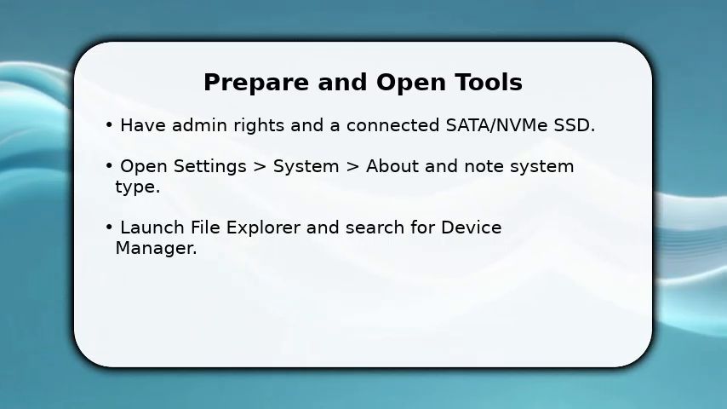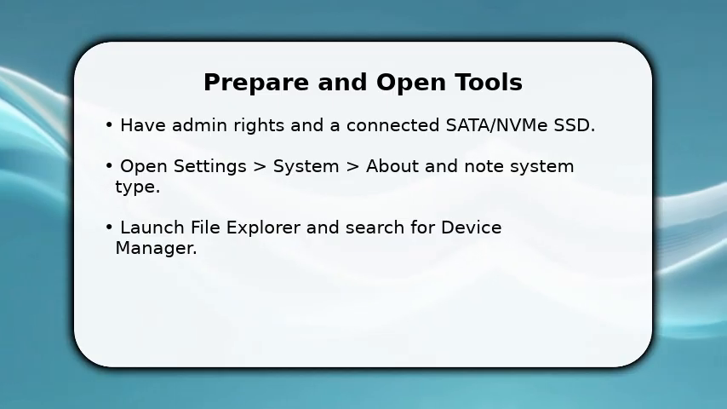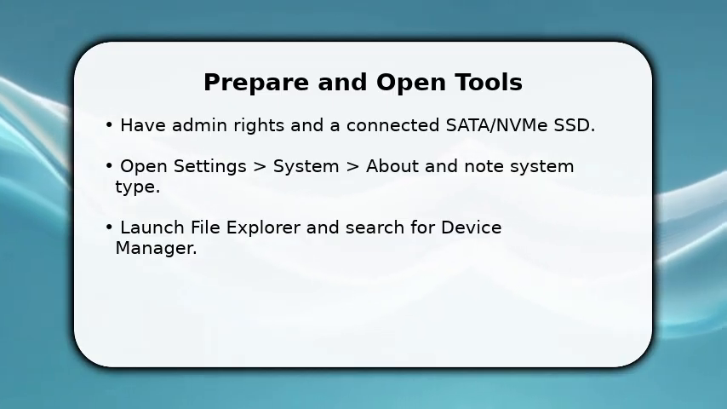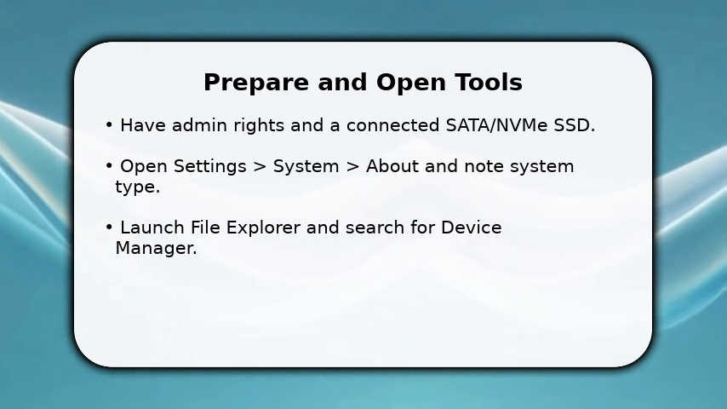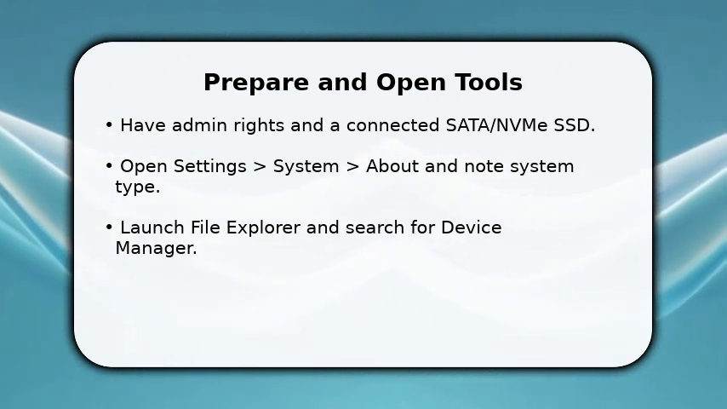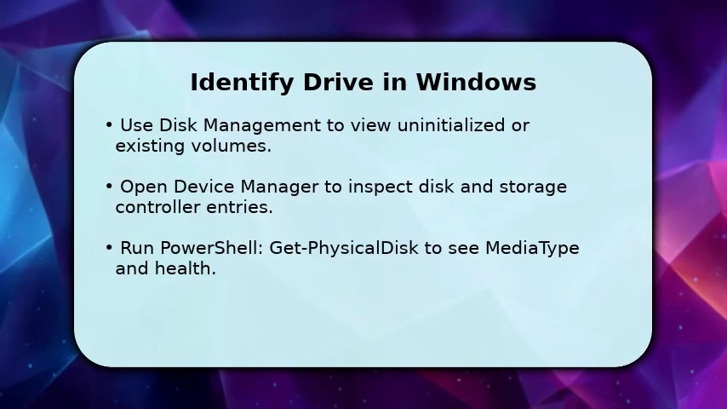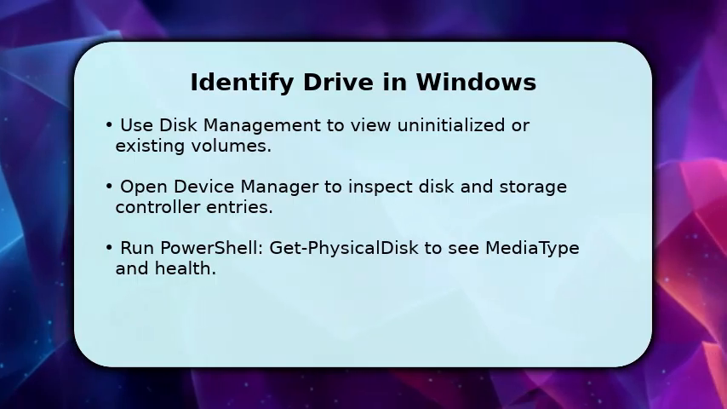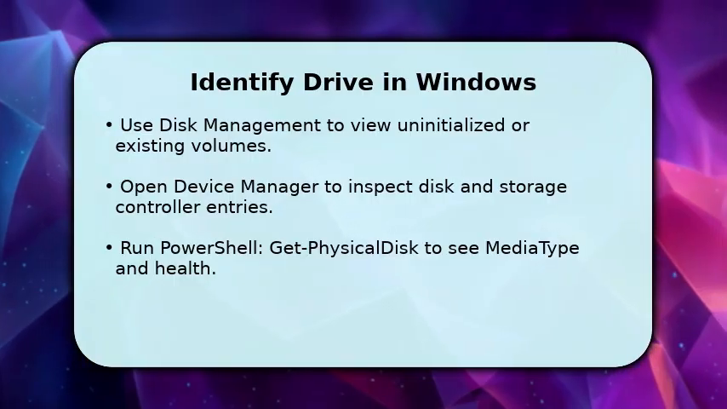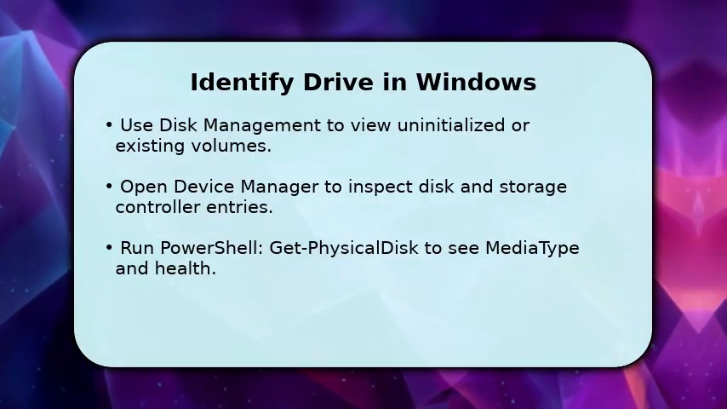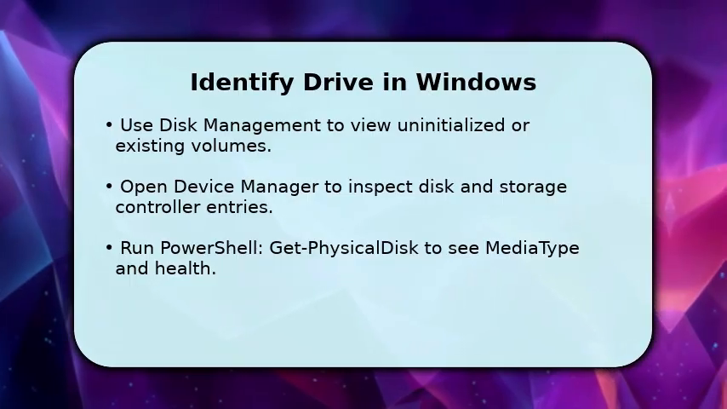You do this now because Device Manager shows storage adapters and NVMe controllers, which reveals whether Windows recognizes the SSD hardware before you move into partitioning or health checks. Once Device Manager confirms the controller, open Disk Management, diskmgmt.msc, to locate disks labeled Disk 0, Disk 1, and note size and unallocated space. That's where the SSD usually appears.